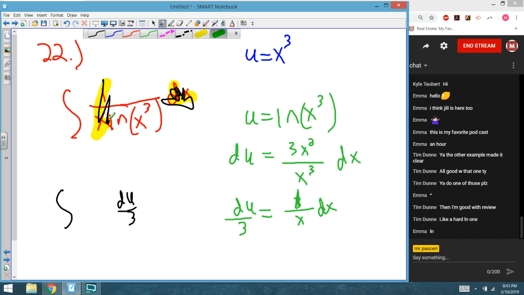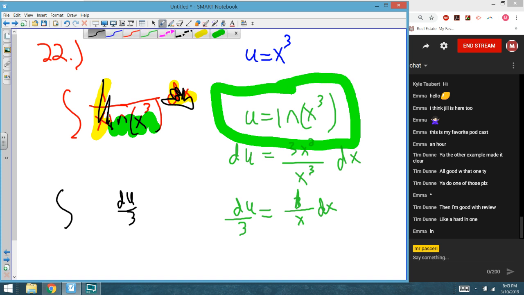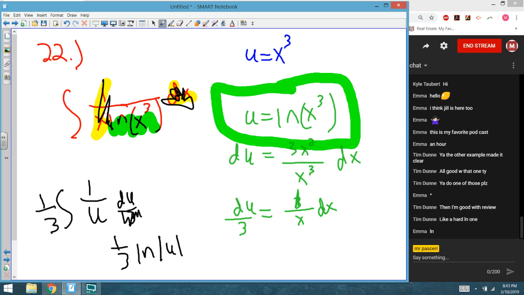Now we've got another one. What do we got? We got ln of x to the third. Well, we know that our u was ln of x to the third, so it's just 1 over u du. I got 1/3 on the outside. So I got 1/3 ln of the absolute value of u plus c.